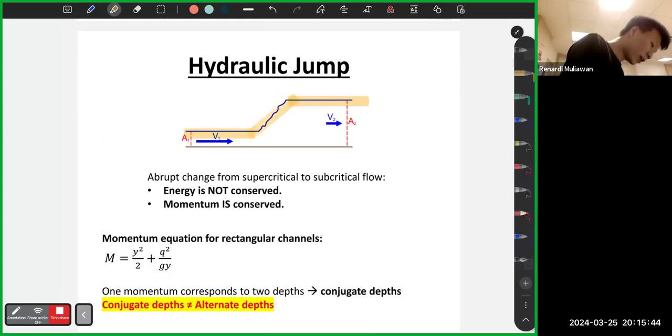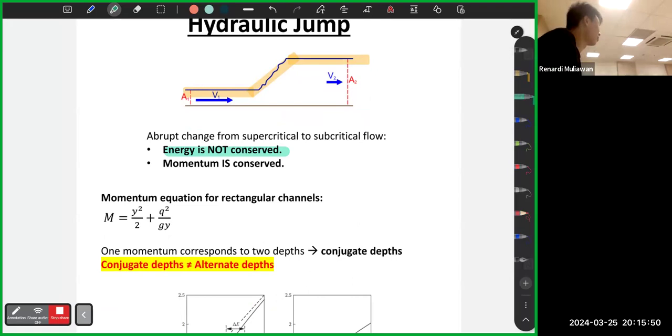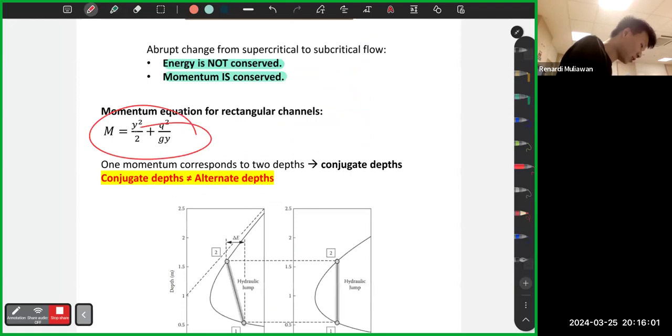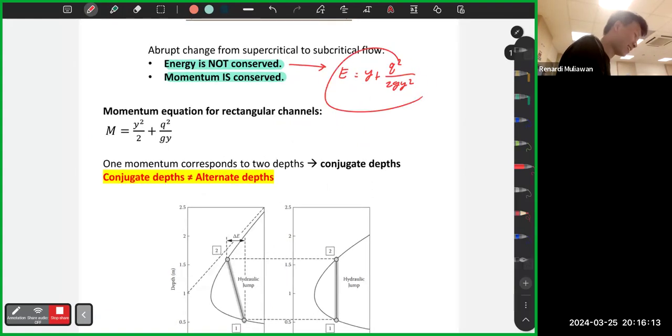So when this happens, energy is not conserved. Again, there's a mismatch in energy. That's why it's not conserved. But momentum is conserved. So that's the difference. Here's the equation. For energy, the equation is E equals y plus q squared divided by 2gy squared, if you remember. You can review that, but it is energy.